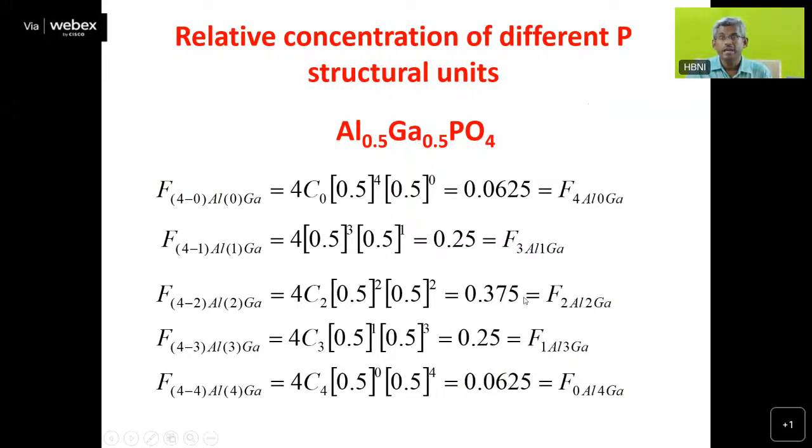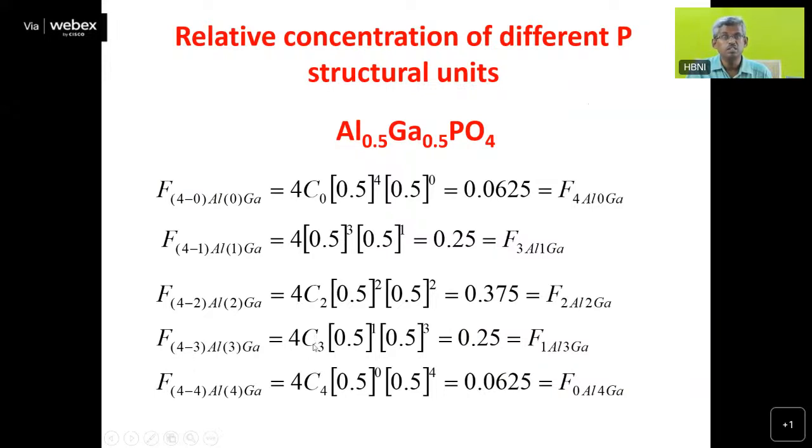So if you calculate like that, what you get is the relative fraction of phosphorus structural unit with 2 aluminium and 2 gallium, which is nothing but 0.375. Similarly, using the same expression, there is no doubt about it. These are all very straightforward calculations. You can find out the fraction of the phosphorus structural unit with 1 aluminium and 3 gallium. Just a reverse of whatever I have mentioned here. Here it is 3 aluminium and 1 gallium. Here it is 1 aluminium and 3 gallium.